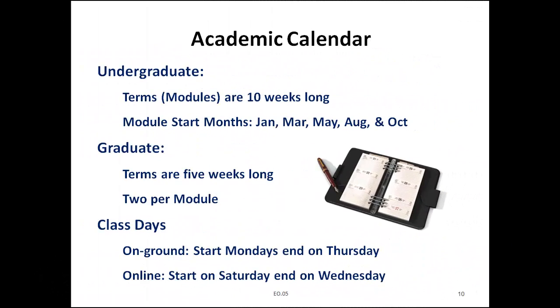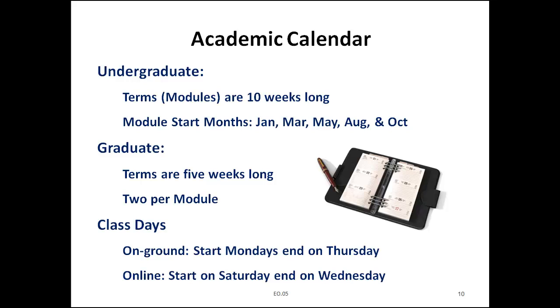Coleman's academic calendar is fairly straightforward. We have terms, you'll hear them referred to as mods or modules, each of which is 10 weeks long for the undergraduate students. Our typical start months are January, March, May, August, and October, but as calendars shift, there may be 1 or 2 times where we shift into an earlier or later month.